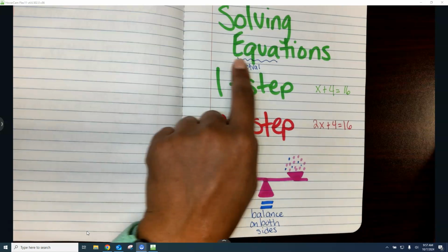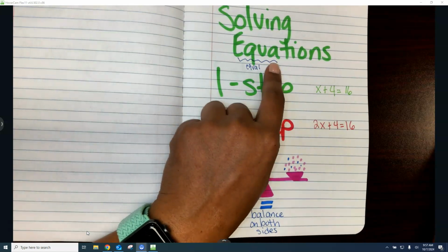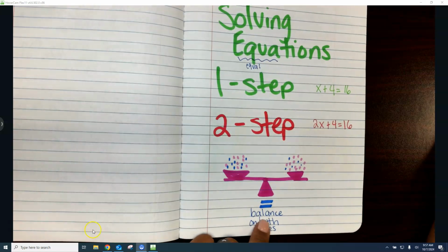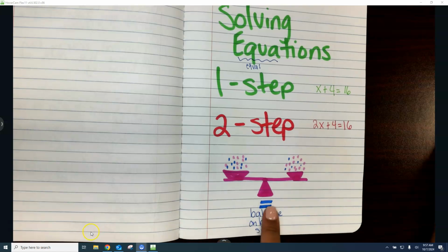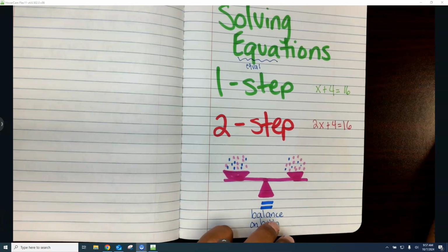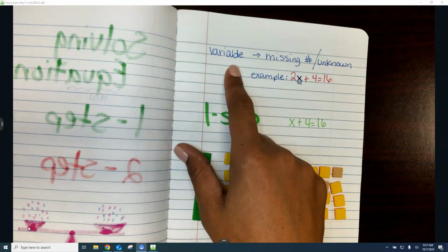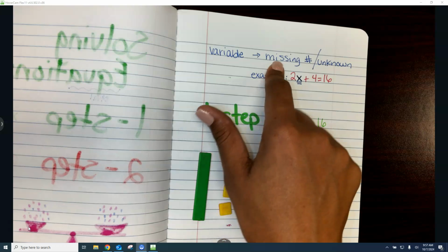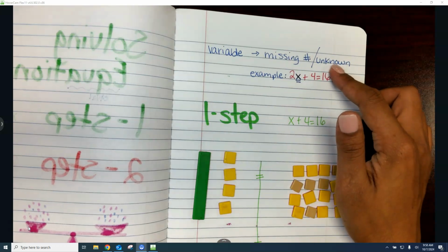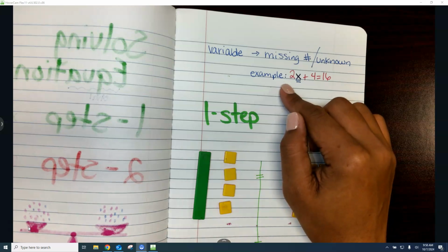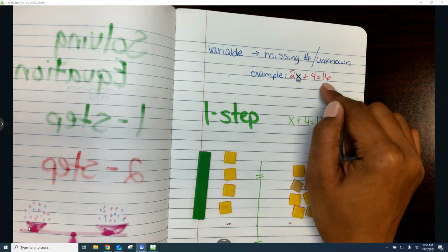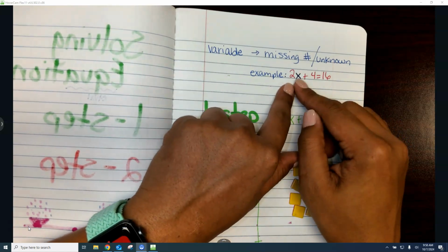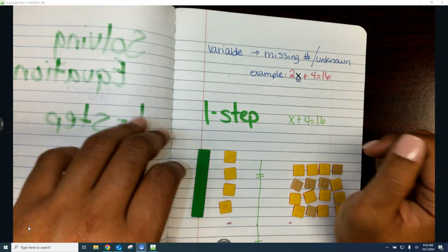So when you think of the word equations, I want you to think about the word equal, right? We find the word equal in the word equations, meaning that there is balance on both sides of the equal sign. The word variable means that there is something missing, a missing number, a missing unit, or it's just unknown. So for example, in our equation 2x plus 4 equals 16, x is our variable. It is the unknown number or the number that we're looking for.